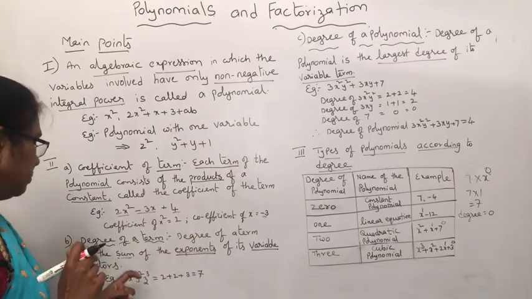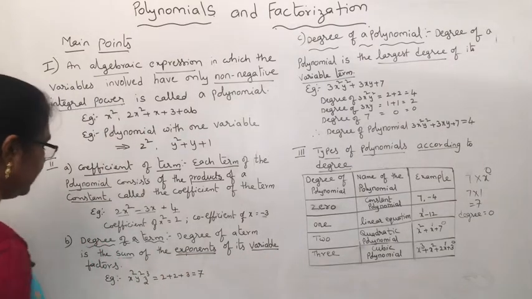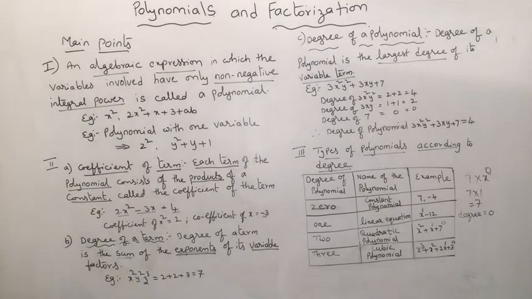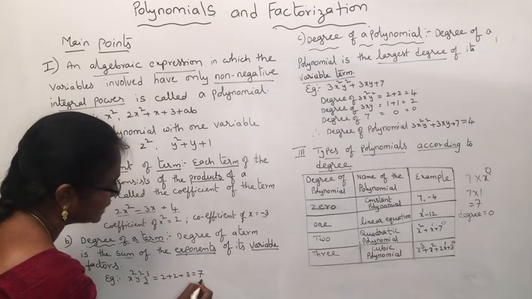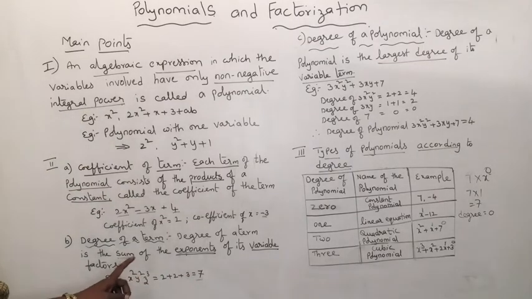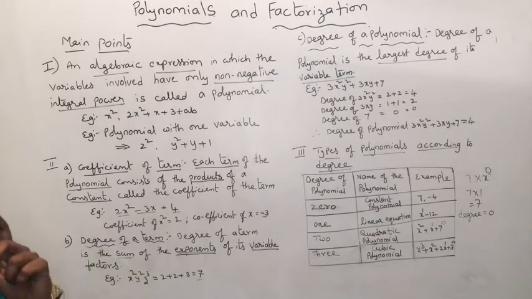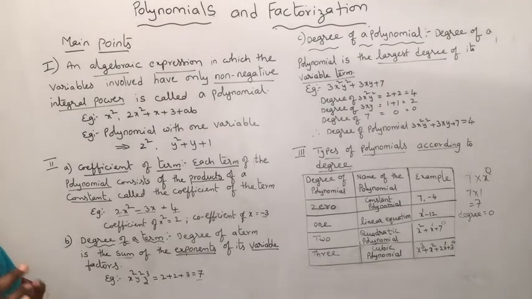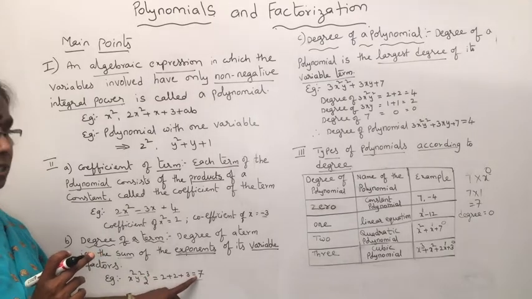Now degree of the term is the sum of exponents, the sum of powers of the variable factors. Here in the example x square y square z cube, 3 variables are there. What are the 3 variables' powers? 2, 2, 3. Then we have to add 2, 2 and 3, you will get 7. 7 is the degree of that term. Each term may be a product of variables or a single variable, but when you write the degree of the term, you have to add all the powers of the variables. Here, x square y square z cube, 2 plus 2 plus 3 is equal to 7.